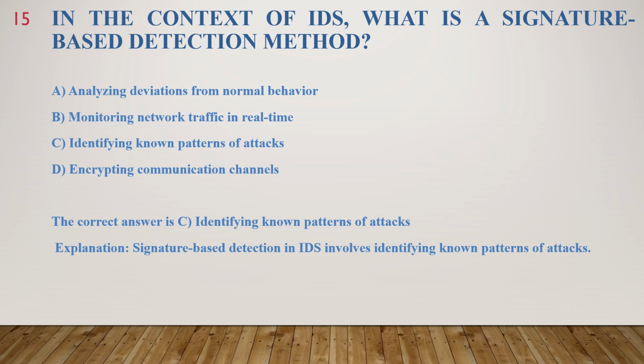An IDS with this method compares network traffic to predefined signatures, patterns, of known attacks. If a match is found, an alert is triggered. Encrypting communication channels. This is a function of encryption, not intrusion detection. Therefore, option C is the most relevant definition of a signature-based detection method in the context of IDS.